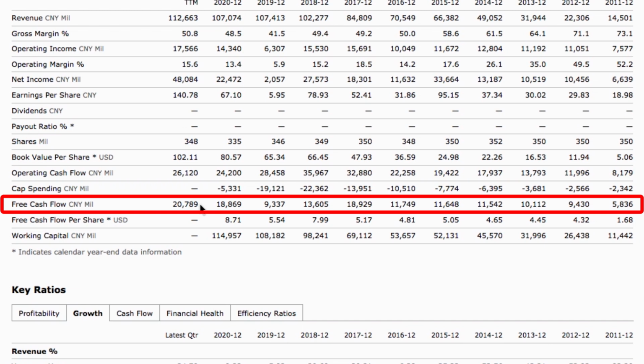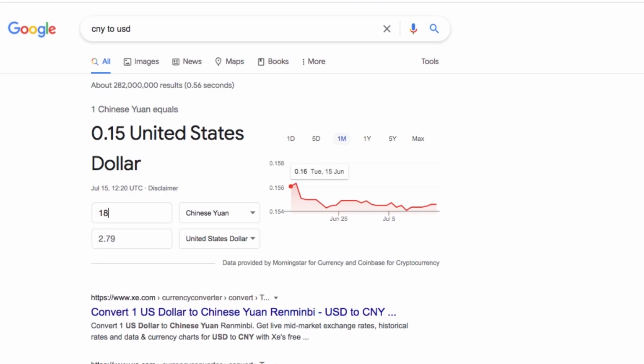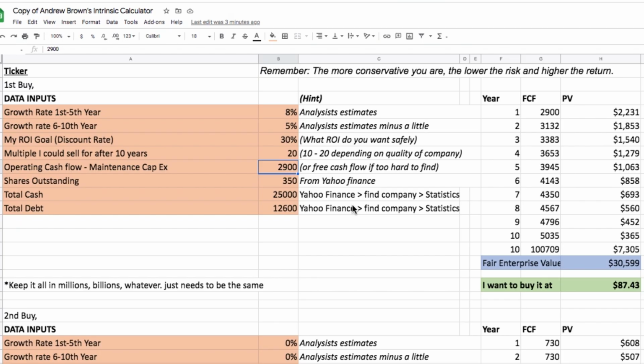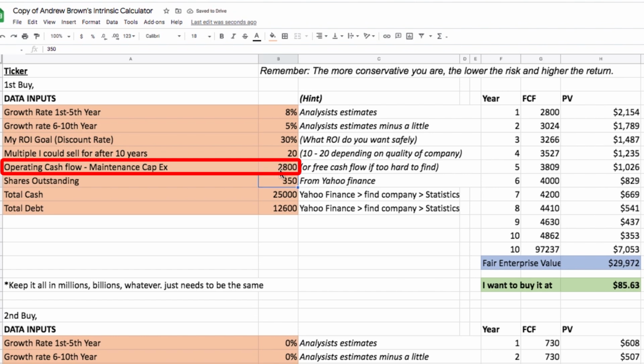I'm not really sure. Let's call it 18 billion Chinese yuan, and I'm going to have to convert that, which gives us around about 2.8 billion US dollars. So that's fine. I already put 2.9 in here, so I'm just going to change that to 2.8. Now I'm putting these in millions actually, so it's 2,800 millions of US dollars.